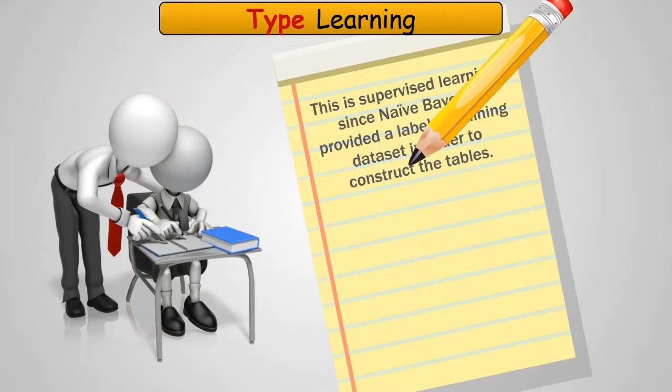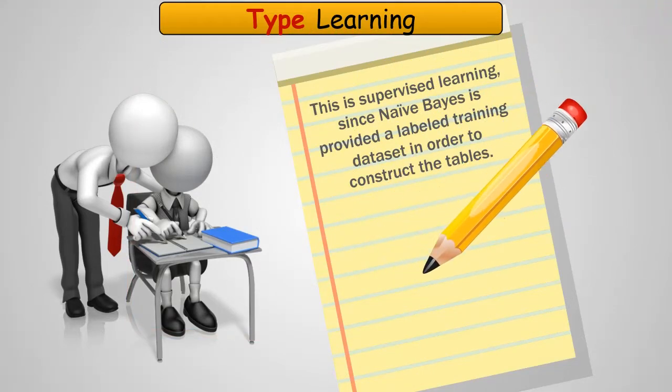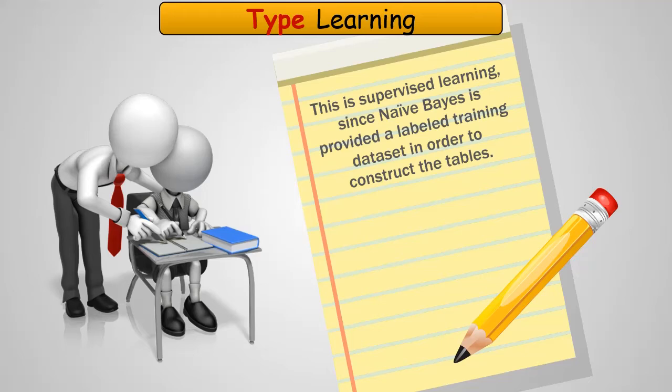Just a reminder on terminology, this is supervised learning, since naive Bayes is being provided a labeled training data set in order to construct the tables that represent the probabilities.